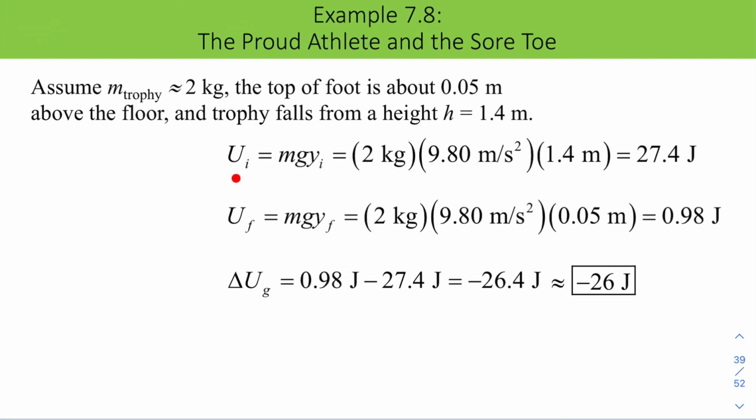Okay, so the initial potential energy is mgy initial, which is equivalent to 27.4 joules. The final potential energy is mgy final, which is equivalent to 0.98 joules. And the change in potential energy due to gravity must be U final minus U initial, which gives you negative 26.4 joules, or more or less negative 26 joules.